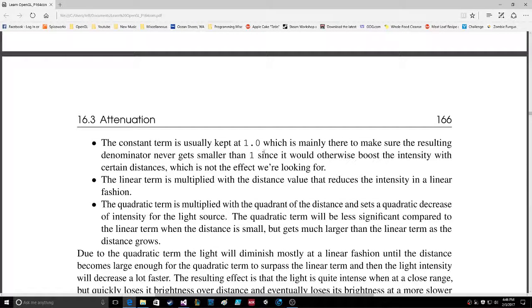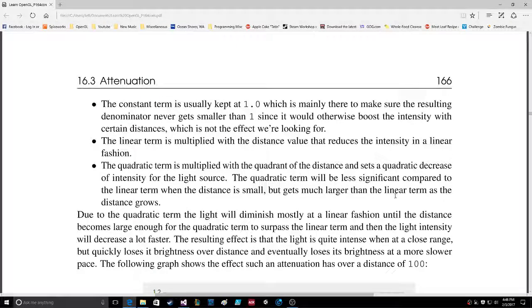The constant term is usually kept at 1, which is mainly there to make sure the resulting denominator never gets smaller than 1, since it would otherwise boost the intensity with certain distances, which is not the effect we're looking for. The linear term is multiplied with the distance value that reduces the intensity in a linear fashion. The quadratic term is multiplied with the square of the distance and sets a quadratic decrease of intensity for the light source. The quadratic term will be less significant compared to the linear term when the distance is small, but gets much larger than the linear term as the distance grows.